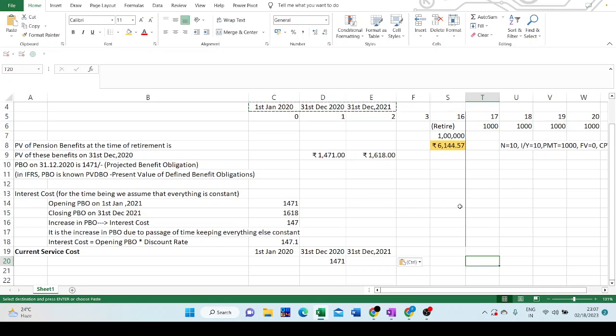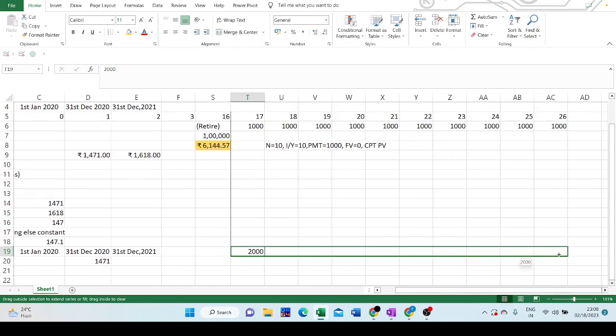Bolo jaldi. 2 saal kaam kar liya hai. Kitna pension benefit milna chahiye after he retires? 2,000 per year. Theek hai, very good. So he'll receive 2,000 every year for the next 10 years after he retires.